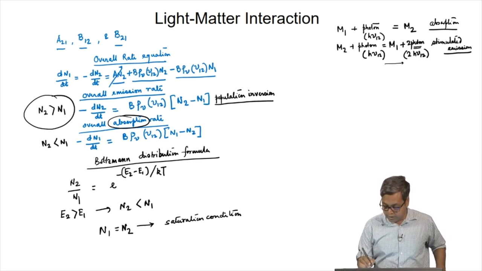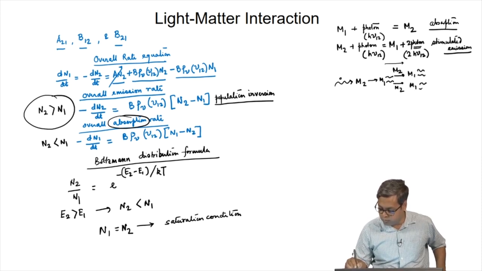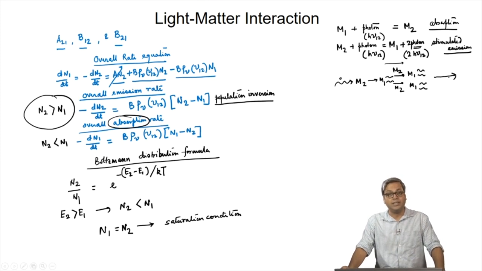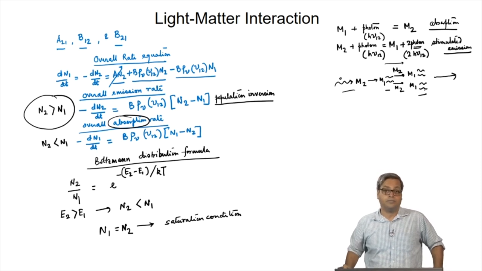For example, we can write, let us say, a photon and M2 gives M1 and 2 photons. Then each of these photons will interact with M2 and will create 2 more photons. So, we have 4 photons, and this process will go on. So, we can see one can multiply the number of photons in this manner.